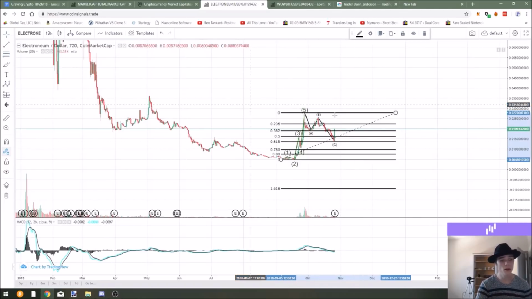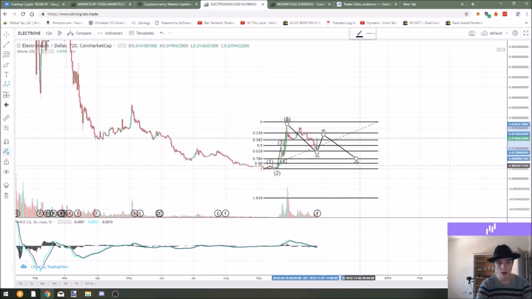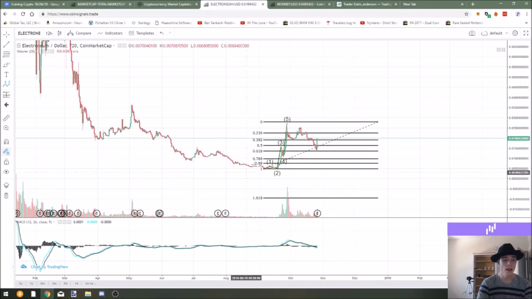Now, there's two counts that this can be. This can be an ABC like this, and then we do a 3-wave, or this could be the first wave inside of a bigger ABC, where it does this, A, and we're making the B wave right now, and we need to do a C down to the .786, or even the 88% retracement. That does happen on 1 waves.